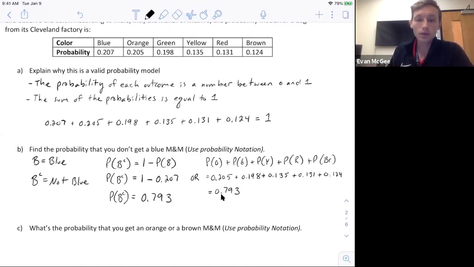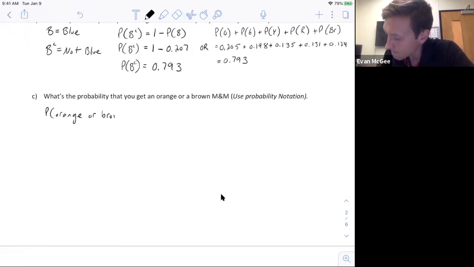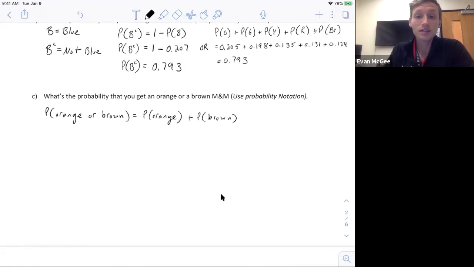So finally, what's the probability that you get an orange or a brown? Like I just said, these are mutually exclusive events, so we can use that addition rule that we've talked about, where we're just going to add the probability of an orange plus the probability of a brown because they cannot both occur at the same time. So the probability of an orange or brown is 0.329.